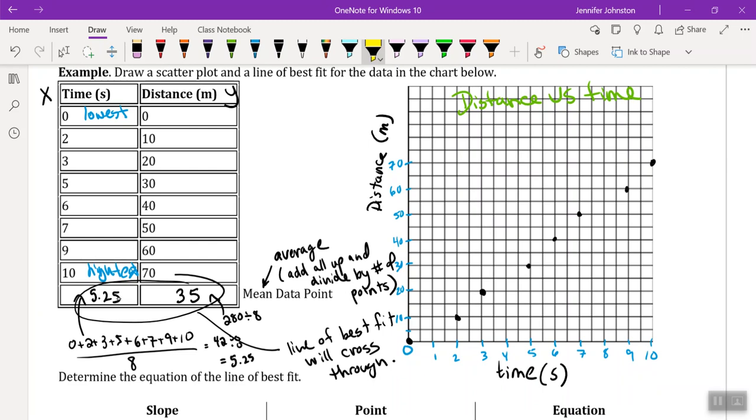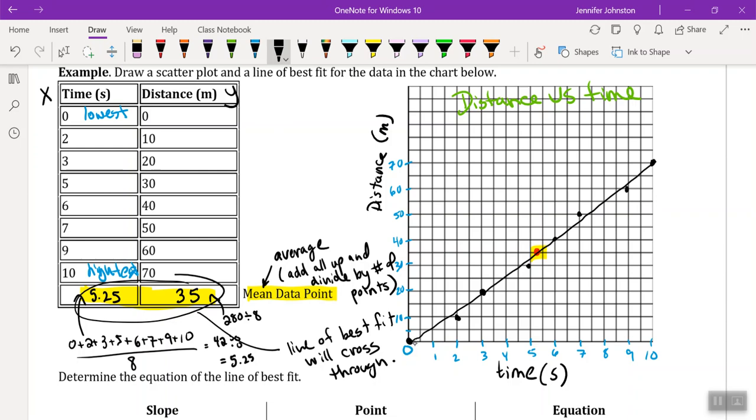We're also going to plot our mean data point. So our mean data point is this one at 5 1/4. So that'd be like 5 1/2, 5 1/4, and 35. So right here. So we know our line of best fit has to go through that point. Okay, so the line of best fit is going through that point, and as many points as possible.